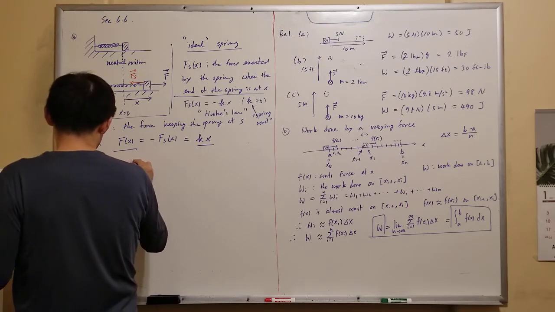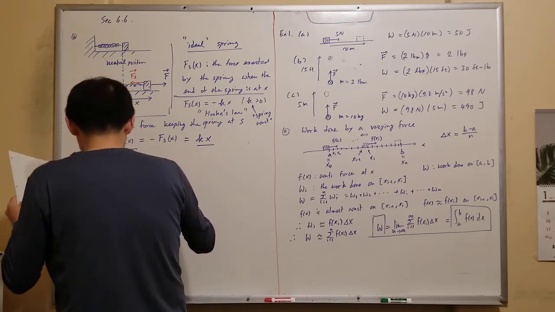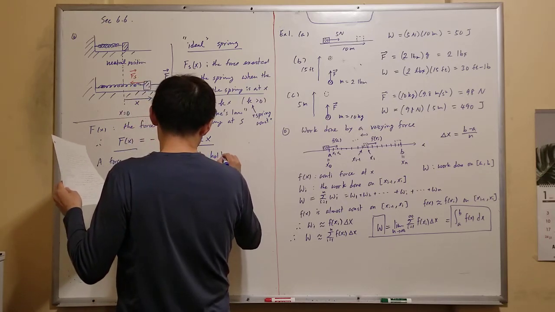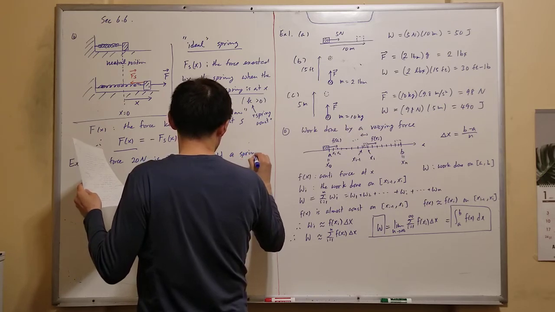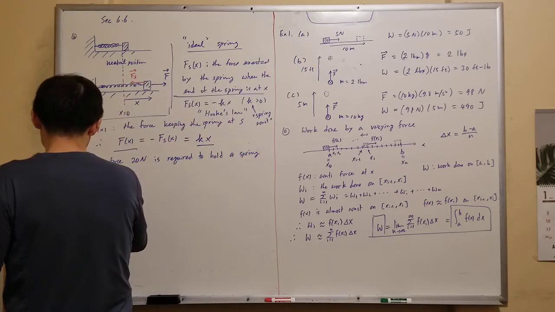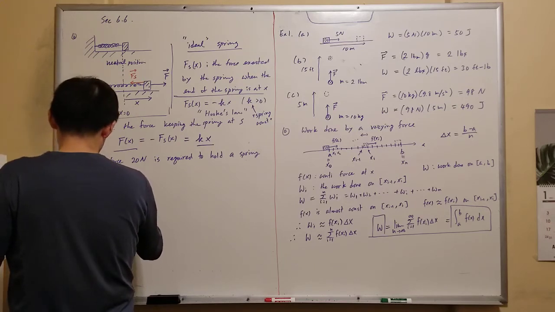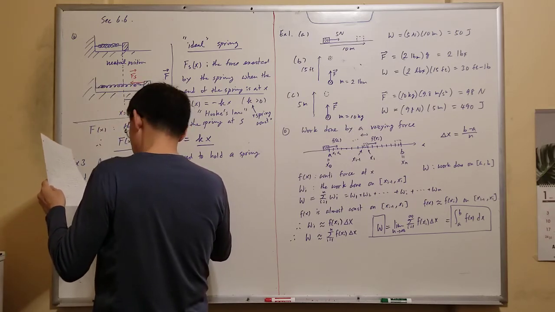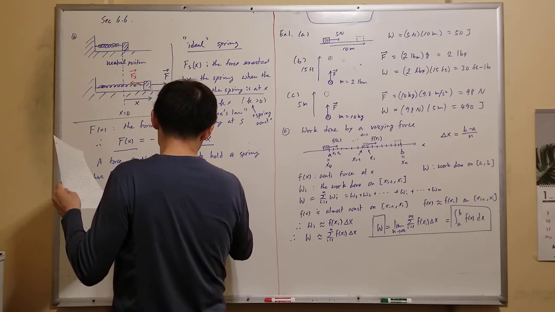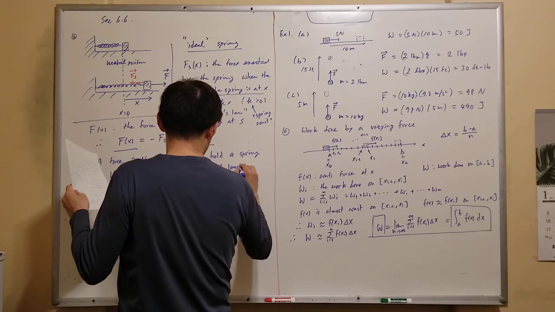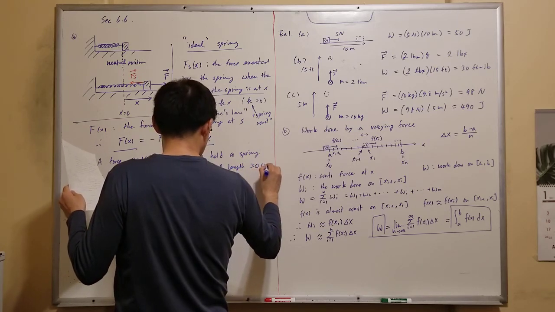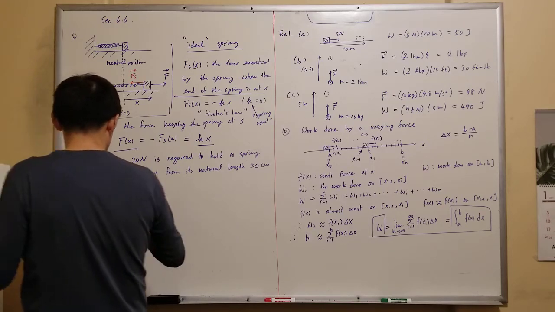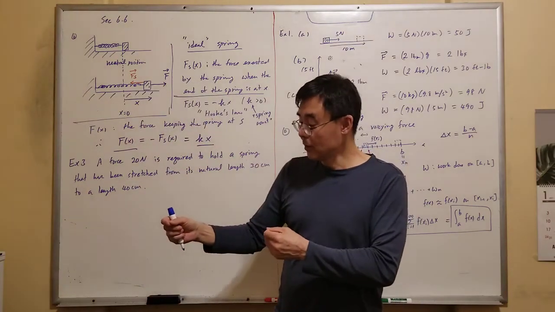A force of 20 Newton is required to hold a spring that has been stretched from its natural length of 30 centimeter to a length of 40 centimeter. So the original length of the spring is 30 centimeter.